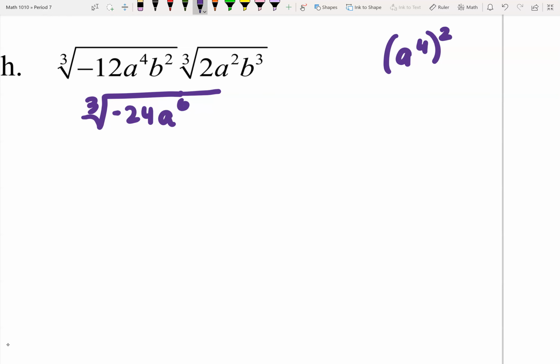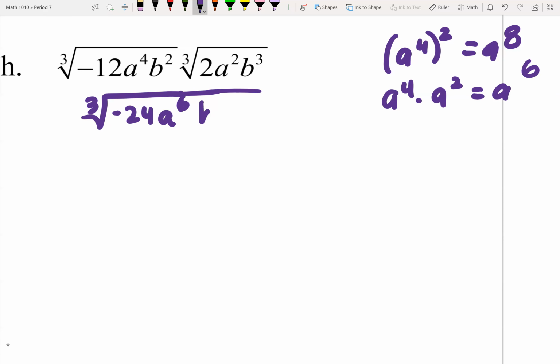Look right there. That's a to the 8th. If it's a to the 4th times a to the 2nd, that's a to the 6th. You should write that down if you didn't know it was supposed to be 6th, okay? Now let's do our B's. So B's, I have 2 and 3 for a total of, everybody talk to me. 5.